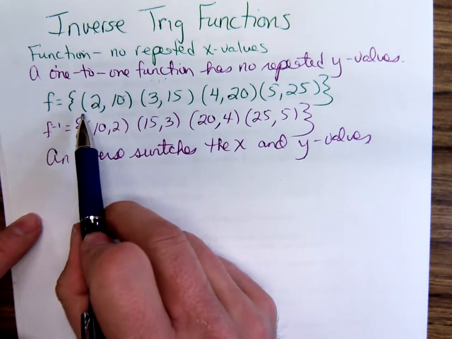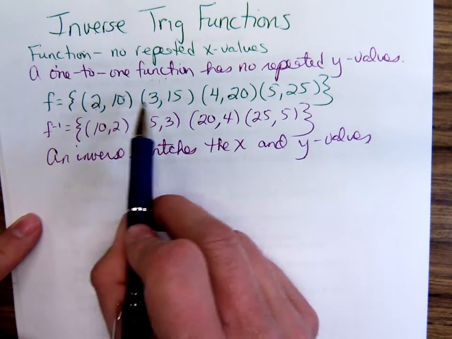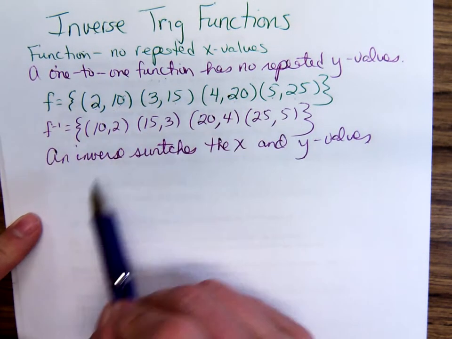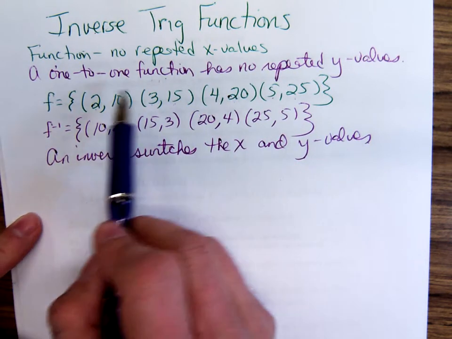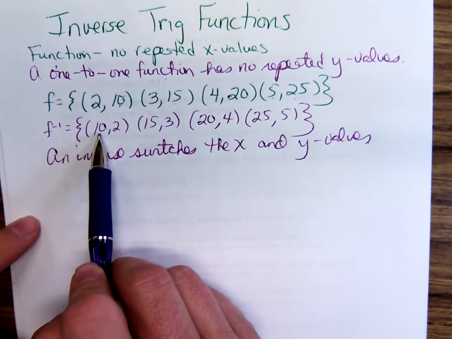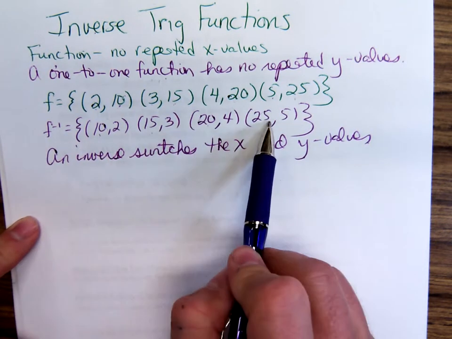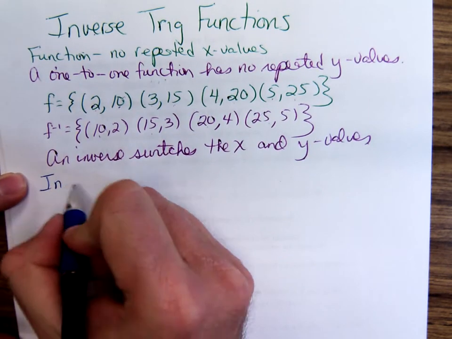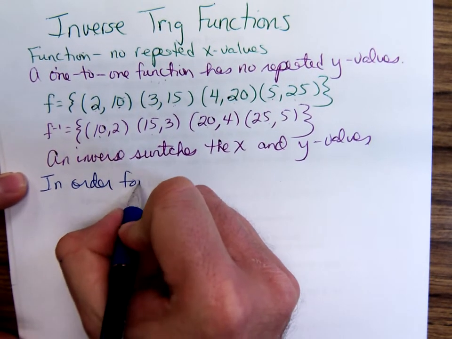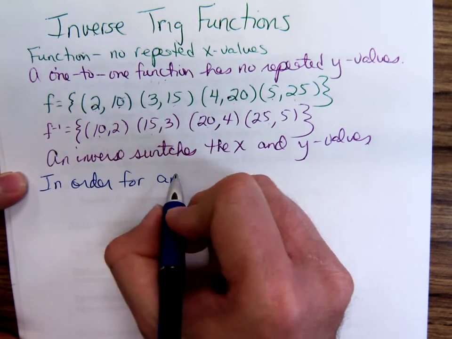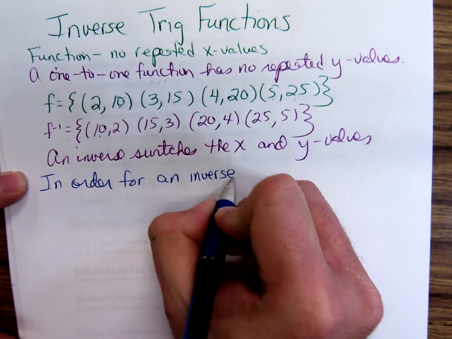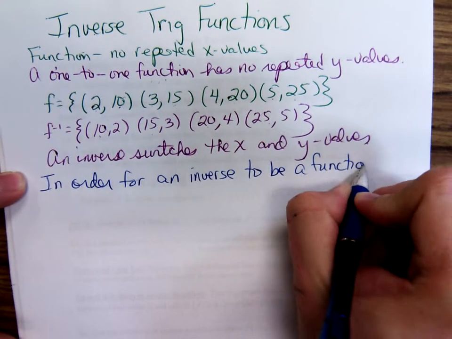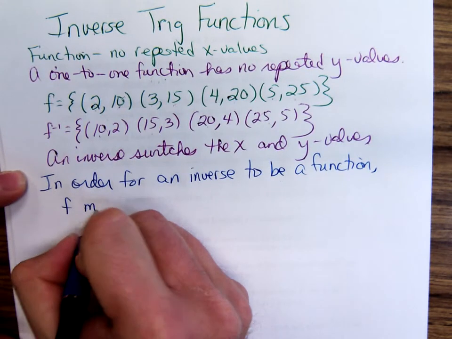See, in this first function up here, notice it was a function because there are no repeated x's, and it's a 1 to 1 function because there's no repeated y's. When we switch those, this is a function. Why? There are no repeated x's. In order for an inverse to be a function, f must be 1 to 1.